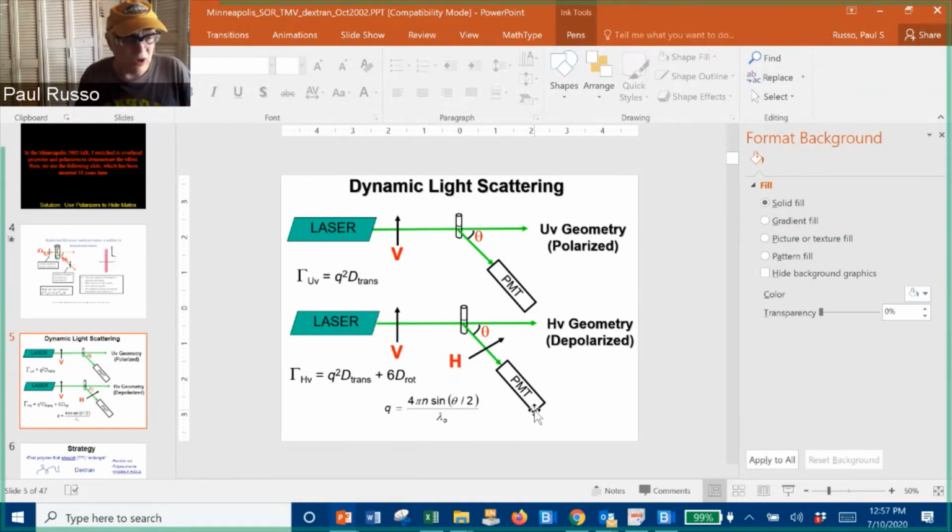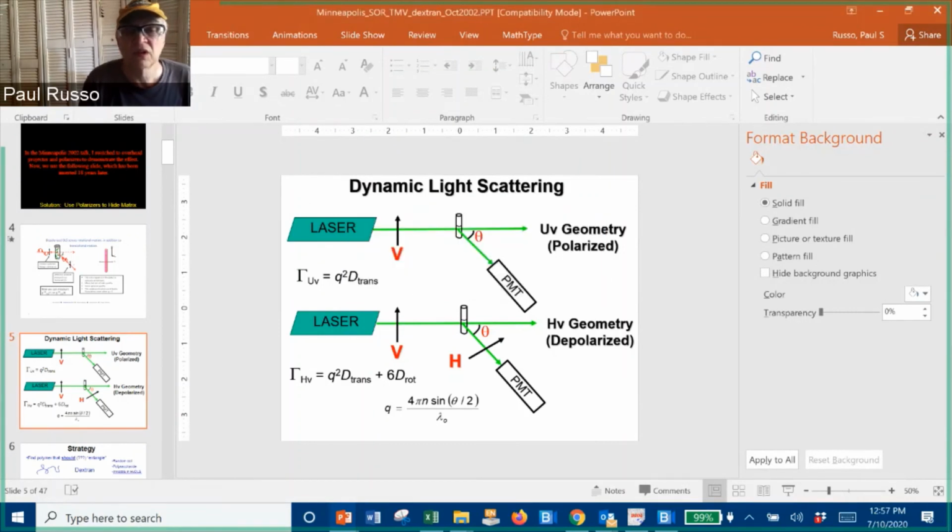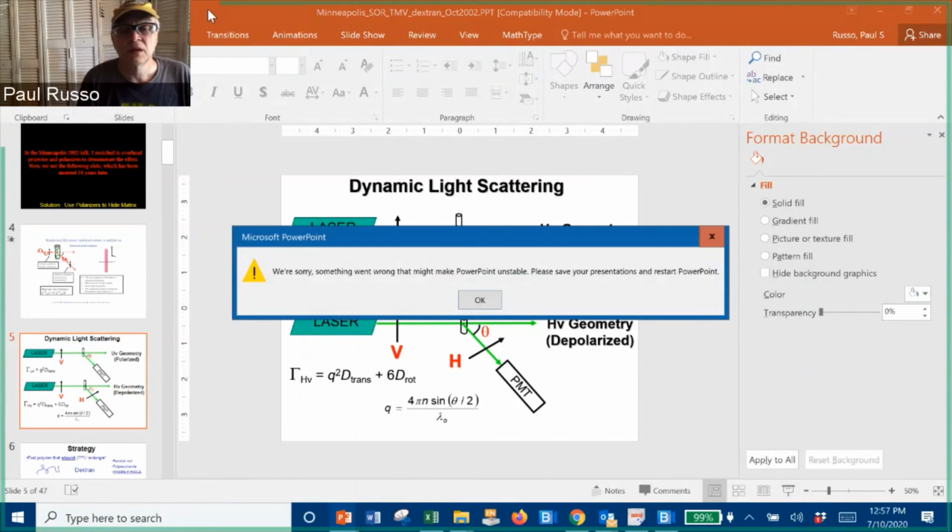Yeah. So, I've covered everything I wanted to cover during our meeting. Don't save changes. Do I want to save the changes? I don't think so. I'll save the changes.